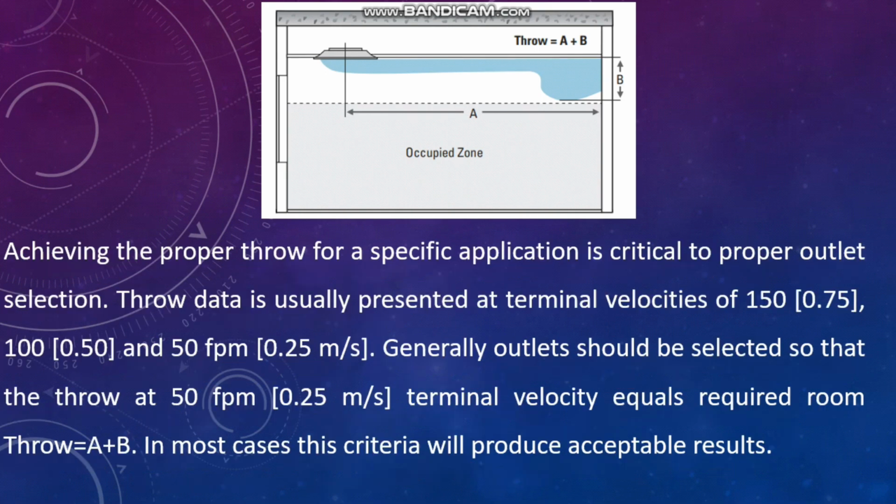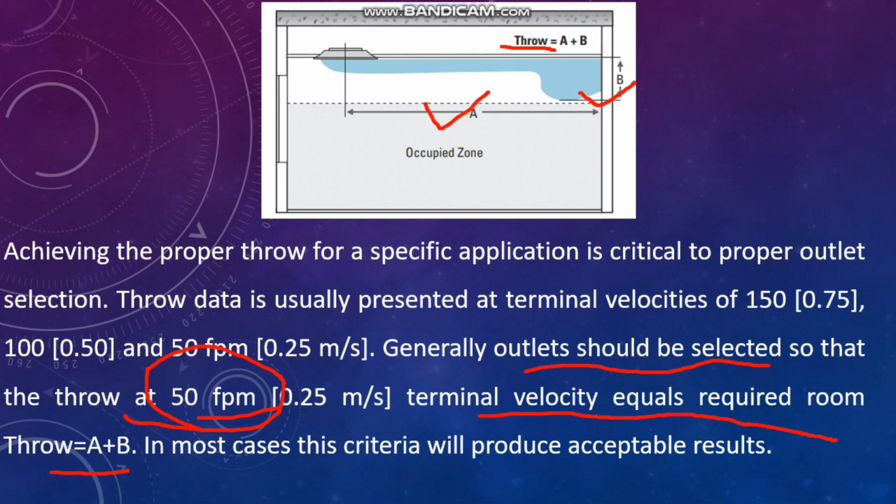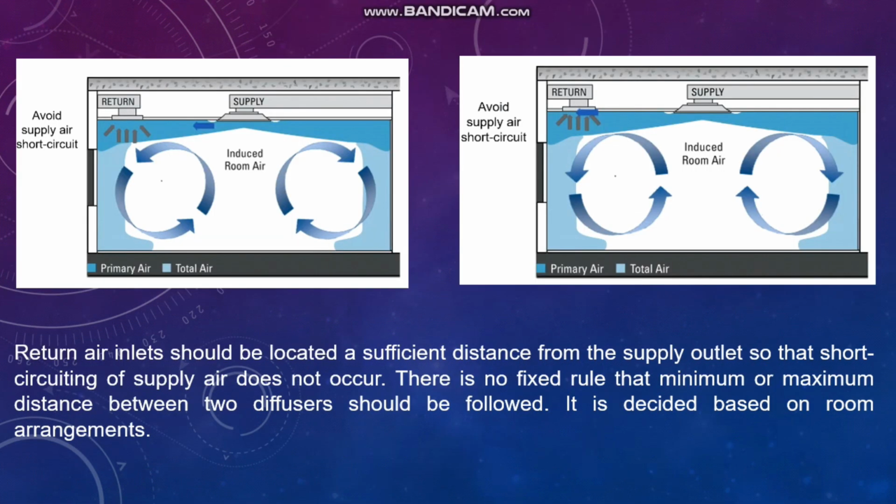So finally, the outlet should be selected so that the throw at 50 feet per minute, that is important, not 100 or 150, the 50 feet per minute terminal velocity equals the required room throw, that is A plus B. Like I see here, A plus B should be equal, the throw should match at terminal velocity 50 feet per minute. Okay, so in most cases, this criteria will produce acceptable results. So now the concept of throw is clear, and the discharge pattern without ceiling and with the ceiling is clear. And now we need to see what is the minimum and the maximum distance between the two diffusers.